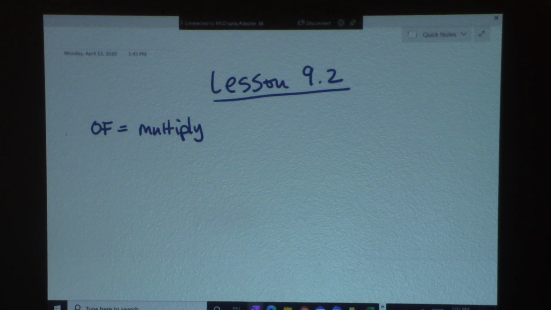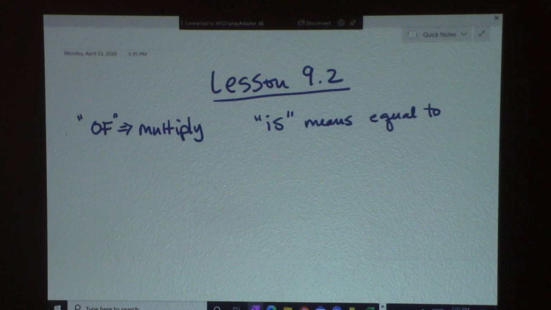Okay? And when we see the word is, that means equal to. I didn't want to write 2 equals like I did here. We'll make this an arrow. So if you see the word of, we're going to know that means that we multiply. And if we see the word is, we know that that's where we put our equal sign.